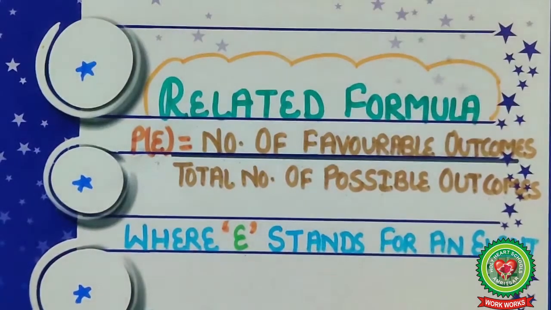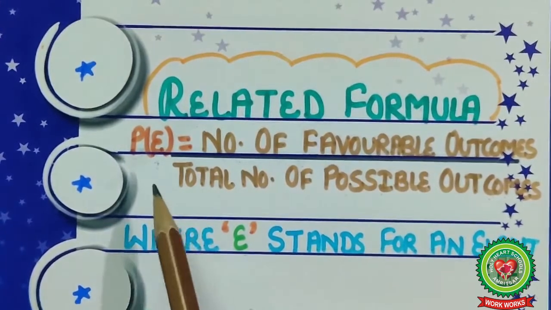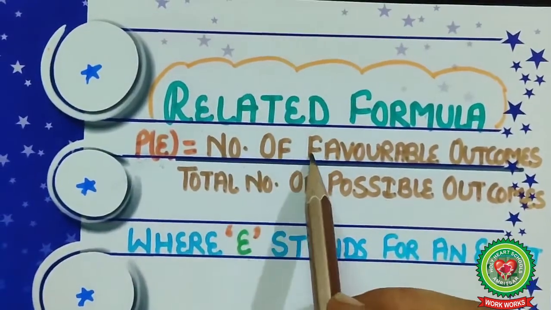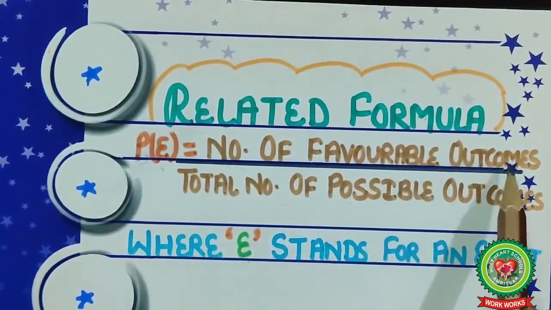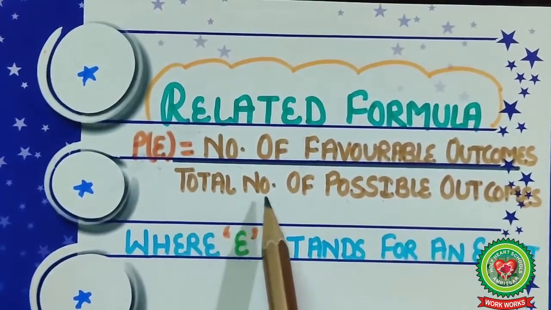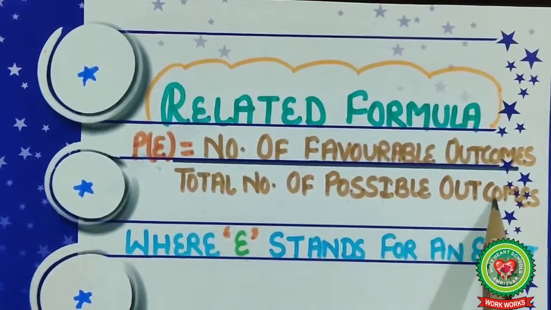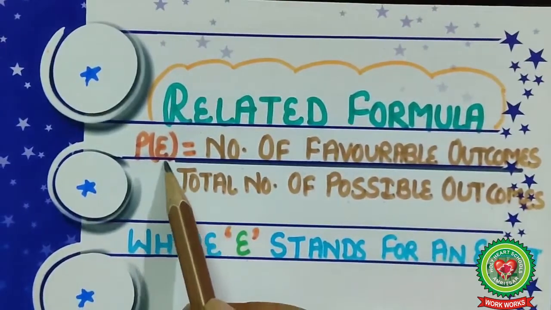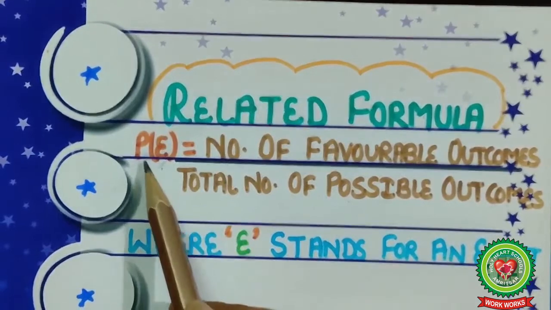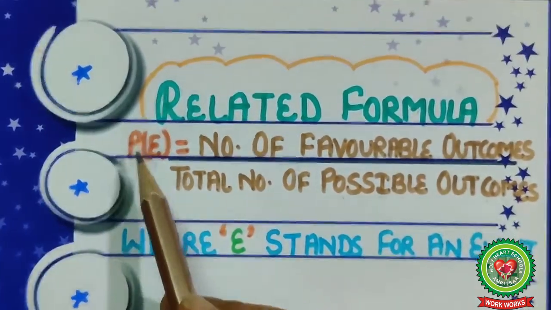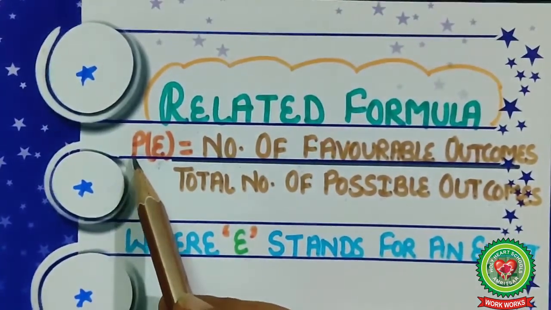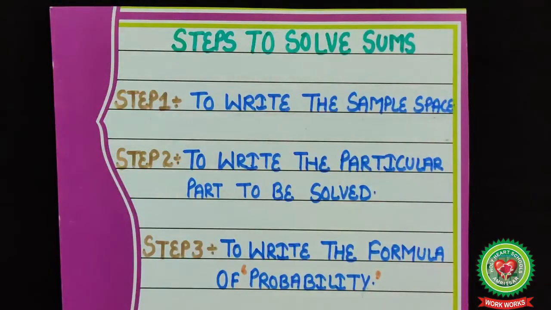Students, we already know the formula of probability, that is P of A is equal to the number of favorable outcomes upon the total number of possible outcomes, where E stands for an event and P stands for probability. So it is known as the probability of an event. Also, we already know the steps to solve the sums, so I'll repeat the steps for you.